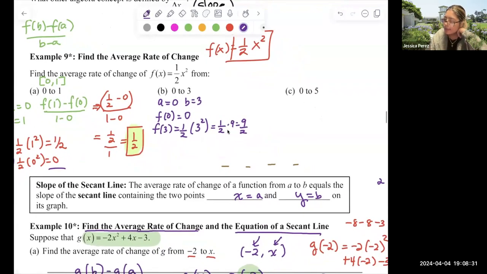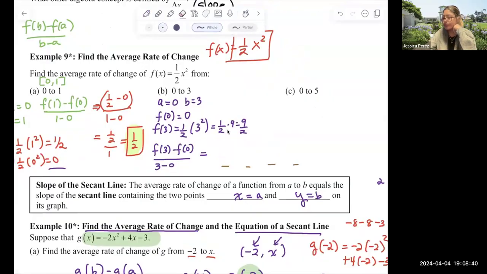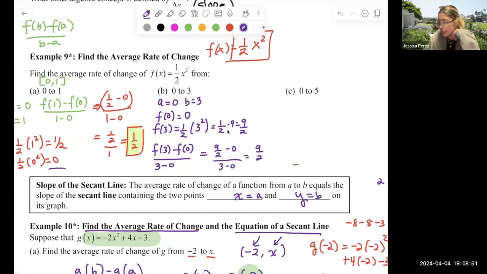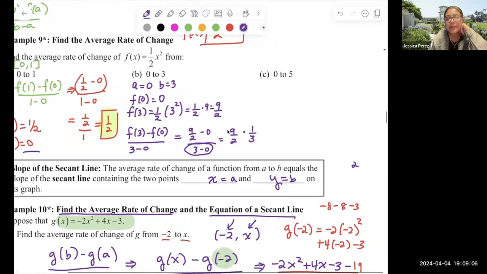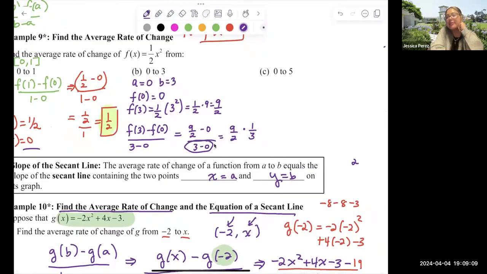Okay, well now I have to do f of 3 minus f of 0 over 3 minus 0. So what's f of 3? F of 3 is 9/2 minus 0 all over 3 minus 0. So that's 9/2 divided by 3, or multiply it by 1/3. So what I did is instead of dividing it by 3, I multiplied it by 1/3 so I can simplify. So basically this is 9/2 divided by 3, which is the same as 9/2 times 1/3.